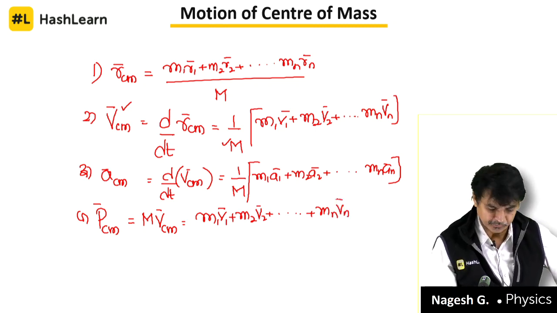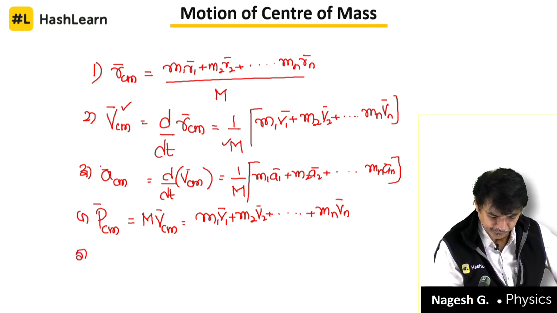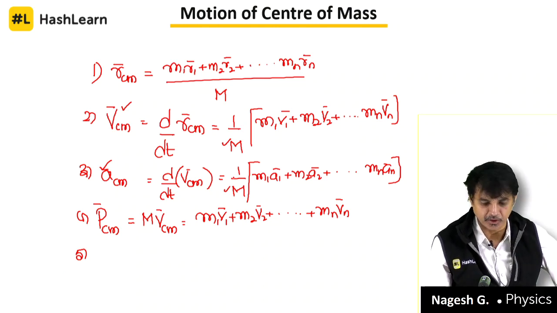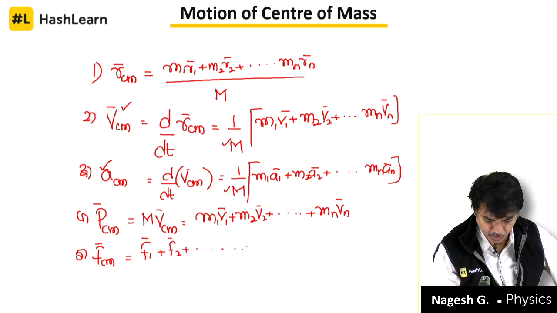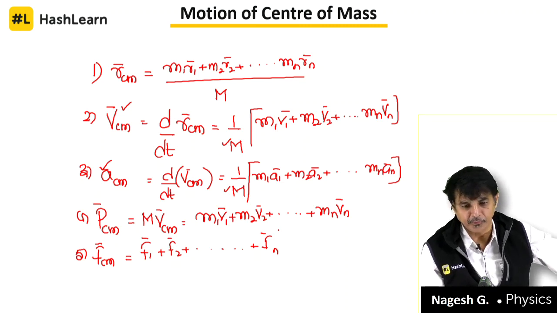That is the momentum of the center of mass. Next, this a_CM bar into m, mass into acceleration, will give you the force. Force acting on the center of mass, F_CM bar, is equal to F1 bar plus F2 bar, and so on, Fn bar. So these are the valid equations for problem solving.